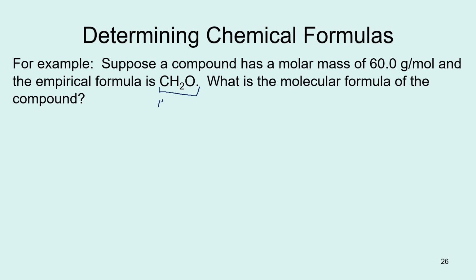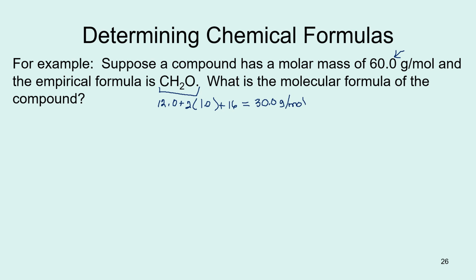So 1 carbon is 12. Each hydrogen is 1, so 12 plus 2 plus 16 gives me 30. Now you can see this weighs 30. The actual molecules weigh 60. Well, you can already see it's 2 times as much. Sometimes you don't know multiples very well, but hopefully you can see that's twice as much as that.